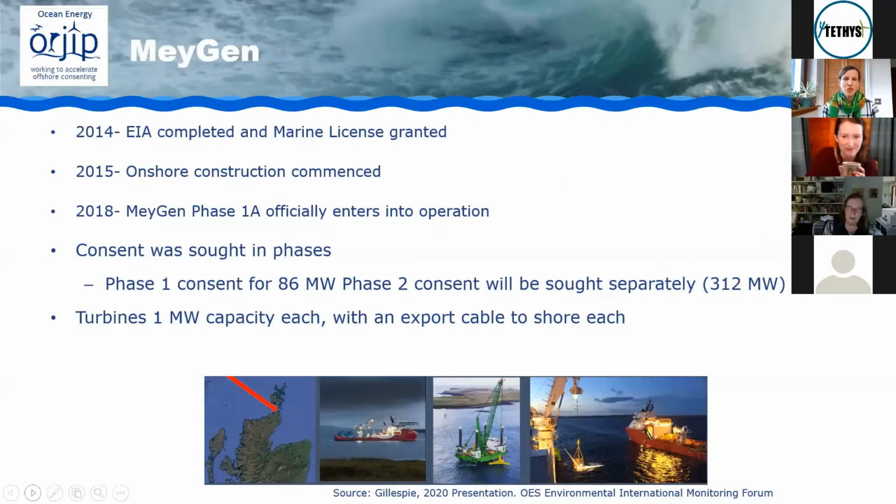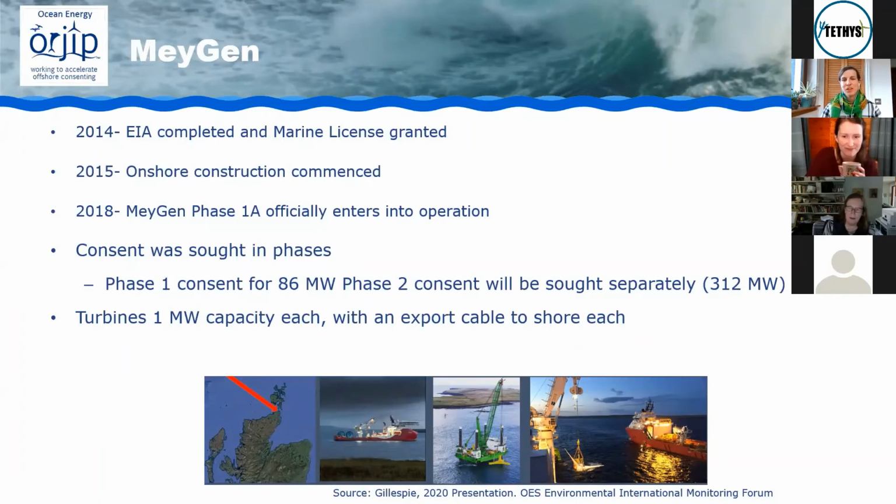So I'm going to focus on some of the activity that's happened around the MeyGen development, and I'll just give a brief overview here, as I know we've got quite an international audience. The MeyGen development is sited in the Pentland Firth along the north coast of Scotland, and they completed an EIA in 2014, and that resulted in a marine license being granted to the site. Construction commenced, and in 2018, the first phase of the MeyGen development officially went into operation.